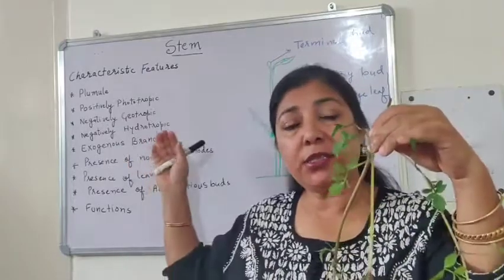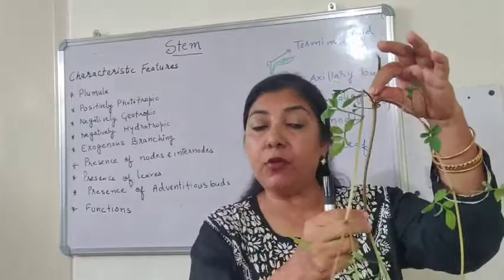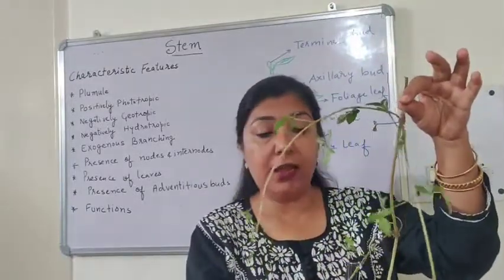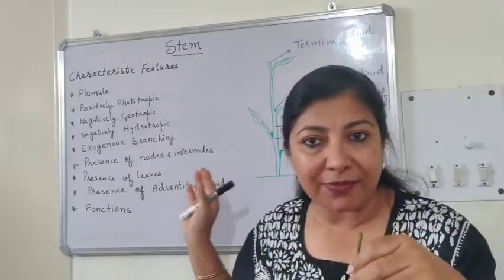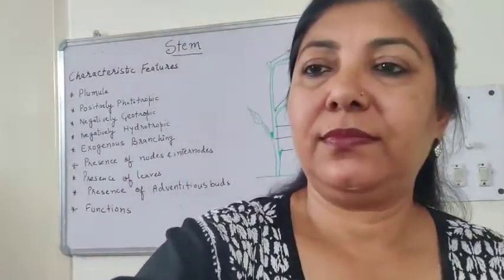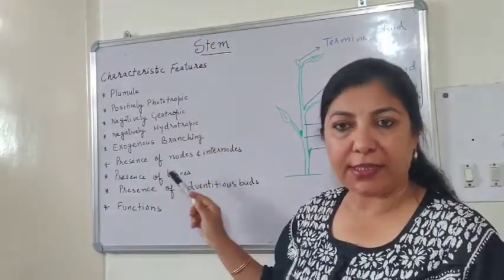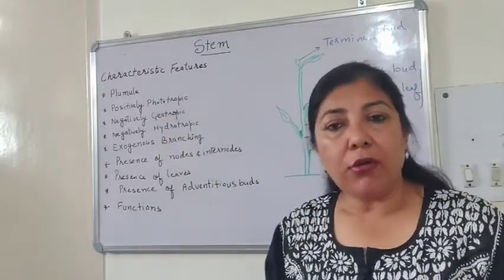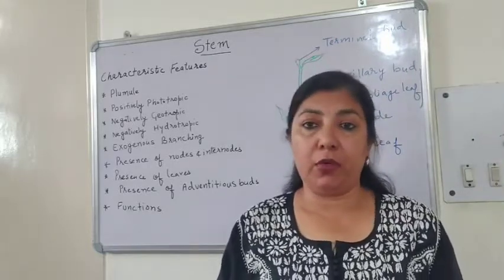Let's first study about the general characteristics of the stem. Then we will correlate those characters with this part, this plant which I am holding, and then we will correlate it with the diagram. So these are the general characteristics of the stem. First is stem always arise from the plumule part of the embryo.